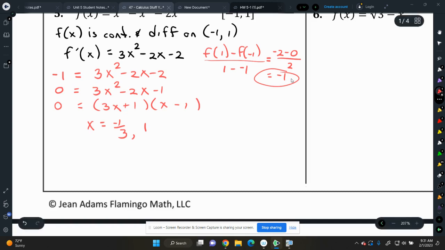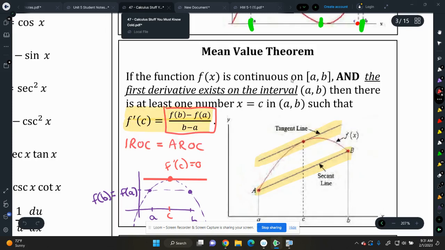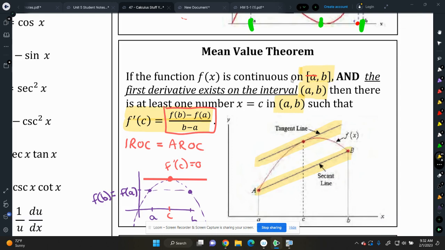Okay. Go back to your definition, right? That open interval and that closed interval. It's continuous on the closed interval AB, but everything else is an open interval. It's differentiable in the open interval. Our C falls on the open interval.